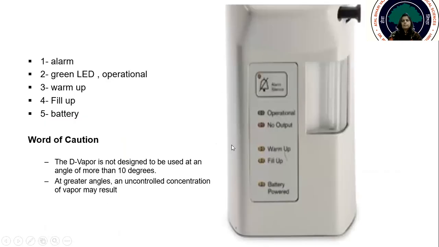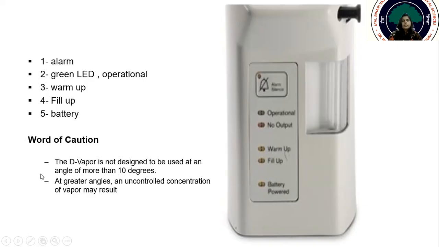And you can see here, there are a few markings over here. When it is operational, it will become green. No output, then it will become red. There's a warm up time and fill up. If fill up is required, then this will blink. And whether the vaporizer is battery powered or running on the outside heat, it will be indicated here.